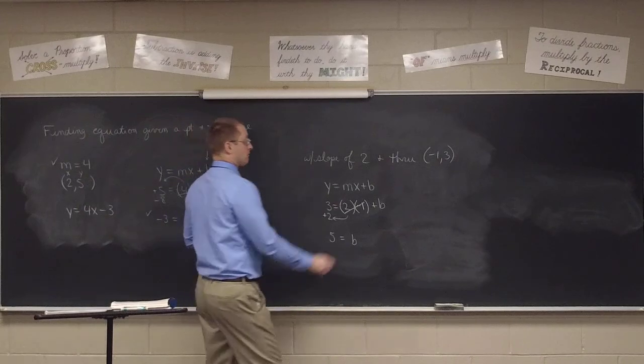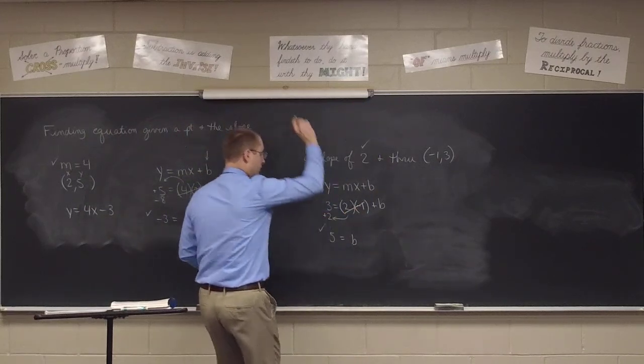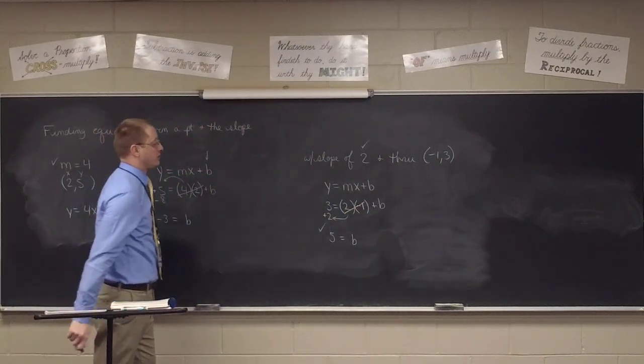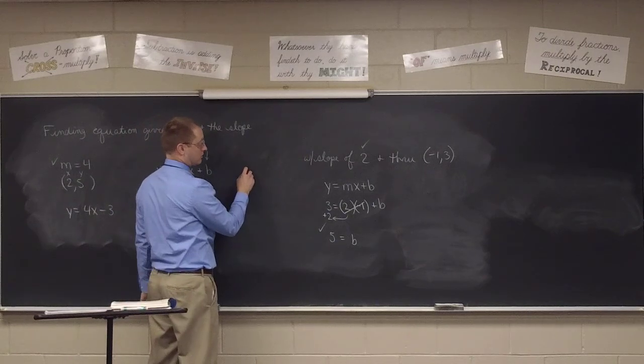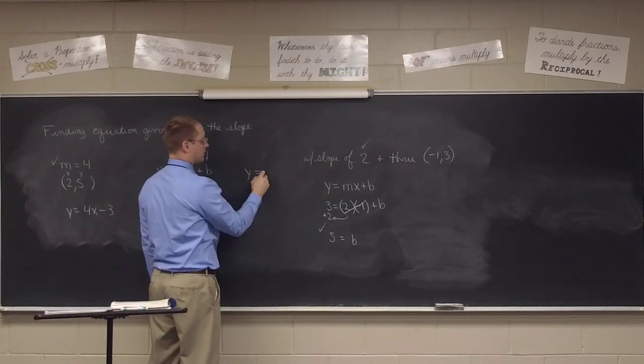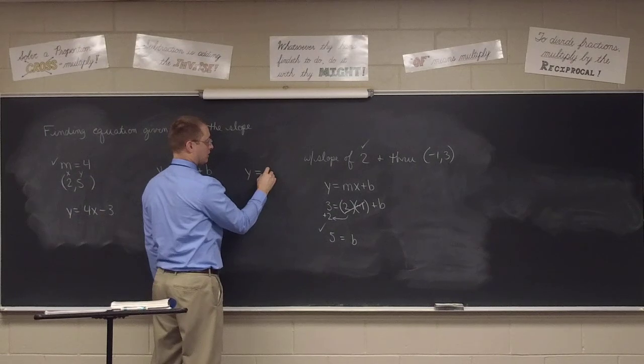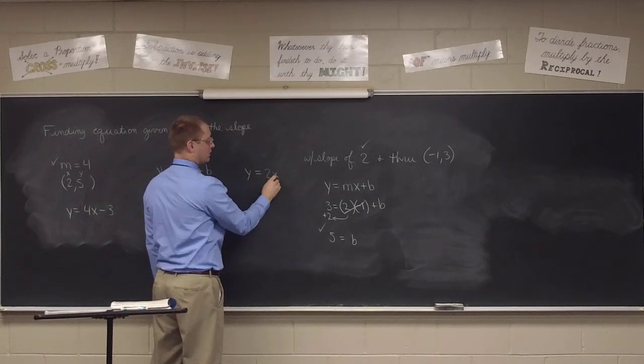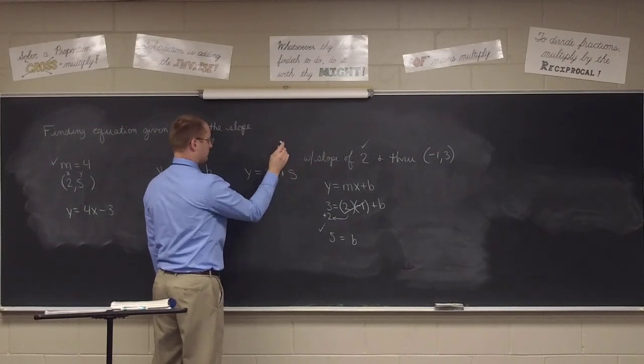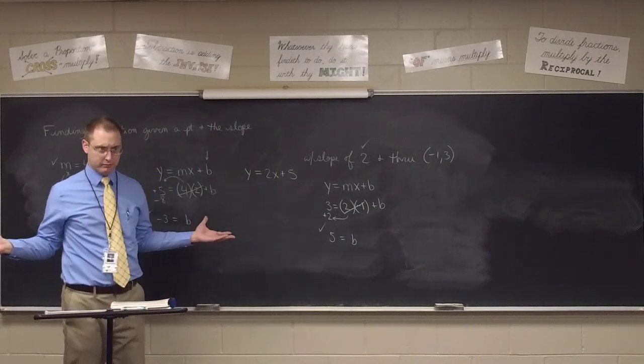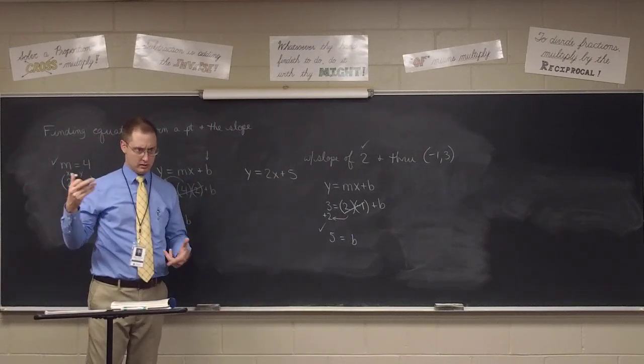Well, there's slope. There's y-intercept. What's the equation? Y equals 2x plus 1. There we go. Easy enough. Feel like we got the hang of this?